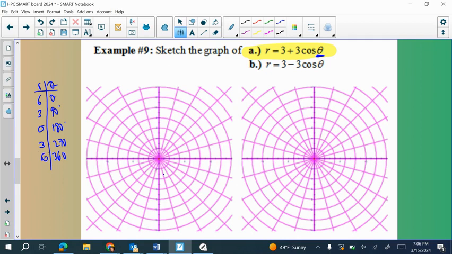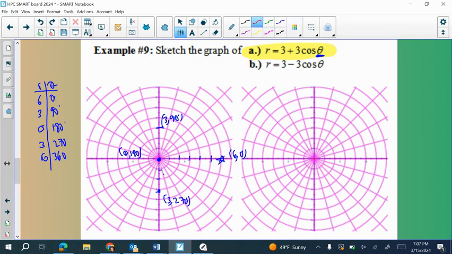So this function is going to start at 6, 0. 1, 2, 3, 4, 5, 6. We can put a little star. So it's starting at 6, 0. And then it's going to go in a counterclockwise direction to 3, 90. And then it's going to get to the origin at 0, 180 degrees. And then it's going to be at 3, 270. And then back to 6, 0.